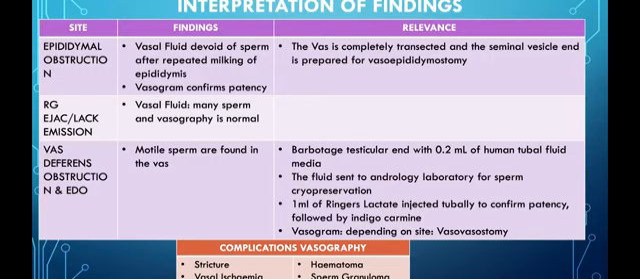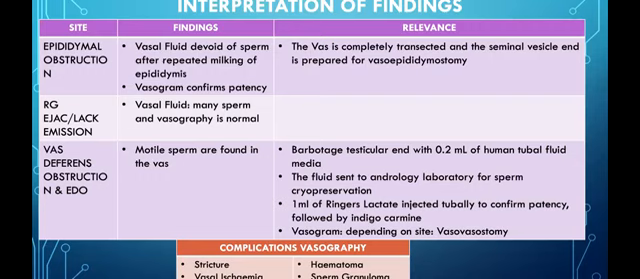So what one can do here is barbotage the actual testicular end of the fluid, and then you can send that for cryopreservation, and then inject Ringer's lactate distally to make sure that it's patent. This can actually confirm patency, or you can inject indigo carmine and do a cystoscopy at the same setting, or a vasogram. And then depending on the site, depending on what the cause was, one can do a vasovasostomy.